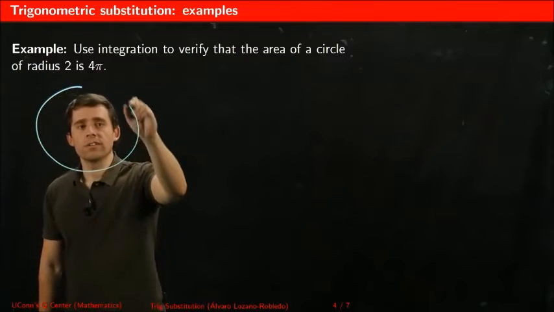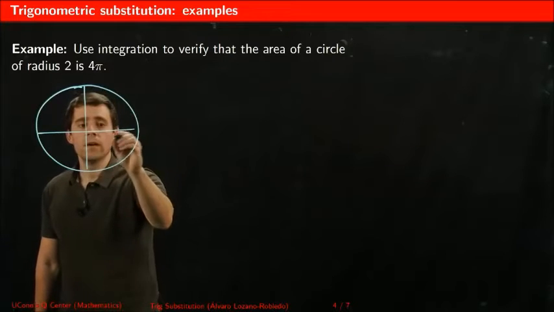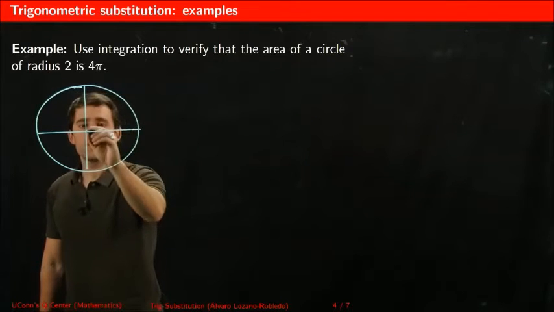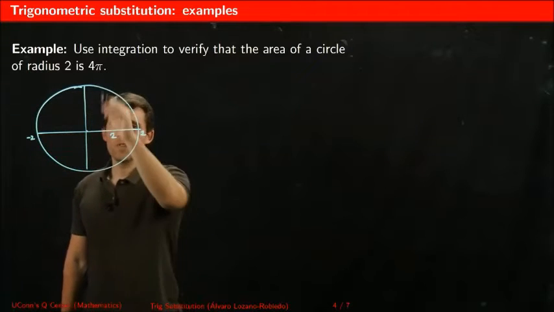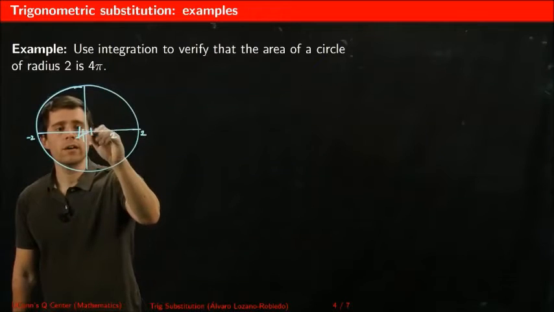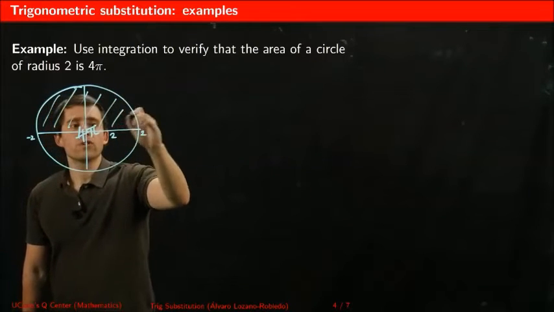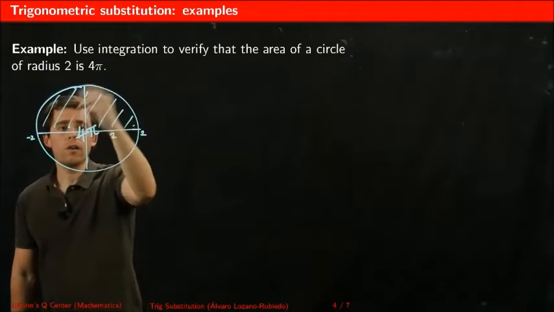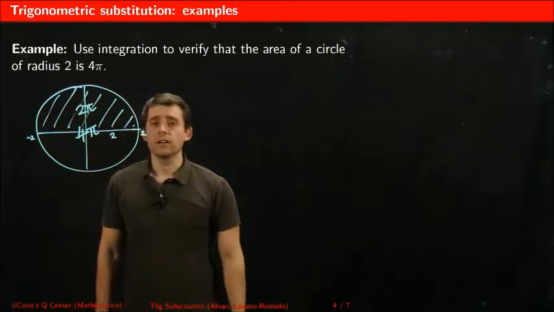So let's draw a circle. And this is 2. So if this is the origin, here is 2, and here is minus 2. Instead of proving that the whole area is 4 pi, what I'm going to do is prove that the top semicircle, the area is 2 pi.